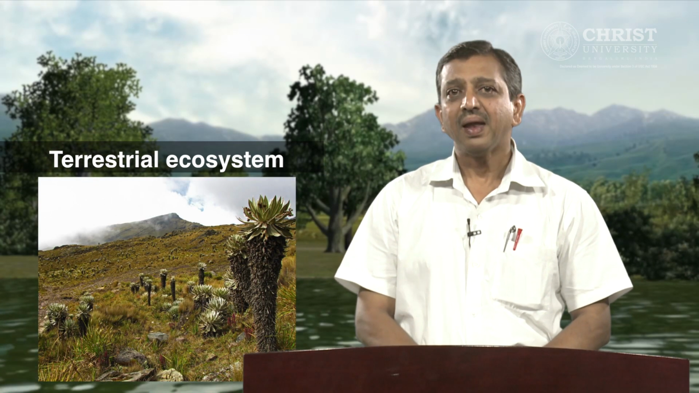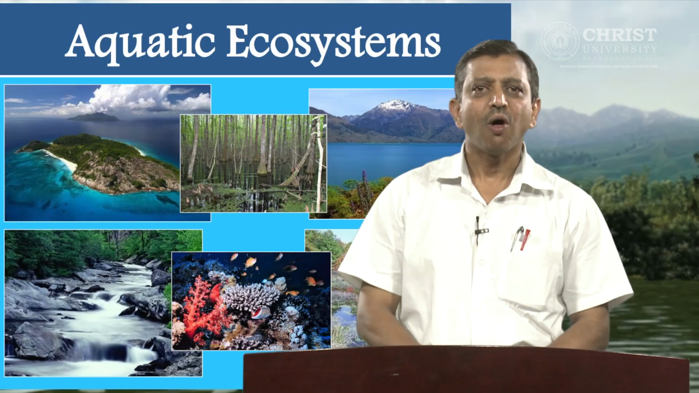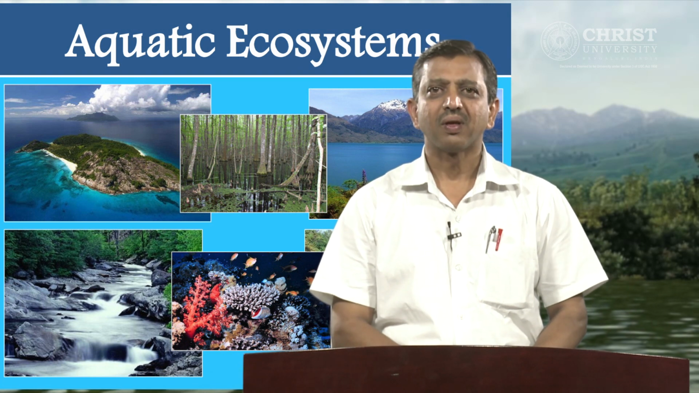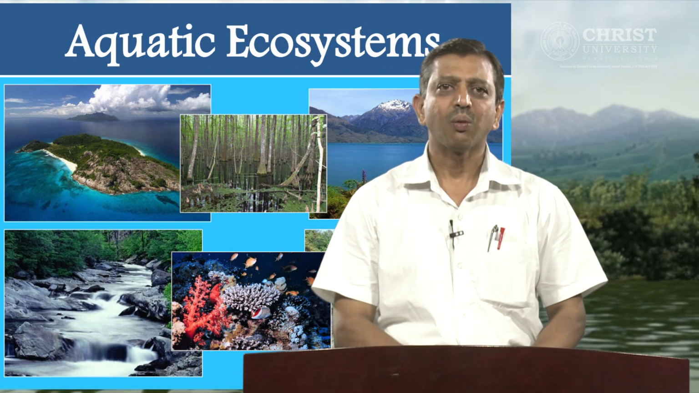In nature, two major types of ecosystem may be distinguished in the biosphere: terrestrial ecosystem and aquatic ecosystem. Forests, grassland and desert are main examples of terrestrial ecosystem, while ponds, lakes, rivers, streams, estuaries, seas and oceans represent the aquatic ecosystem.